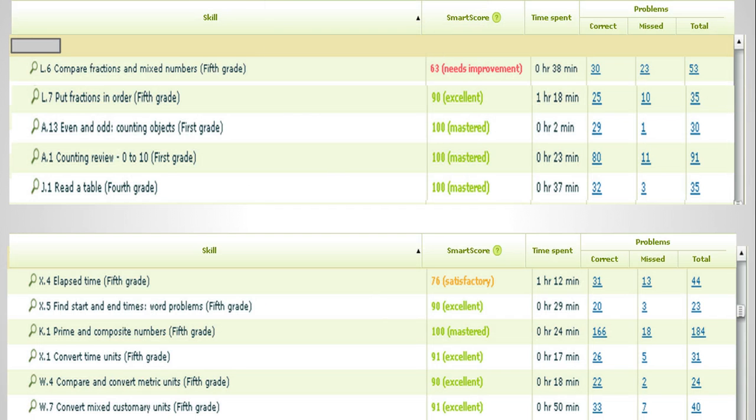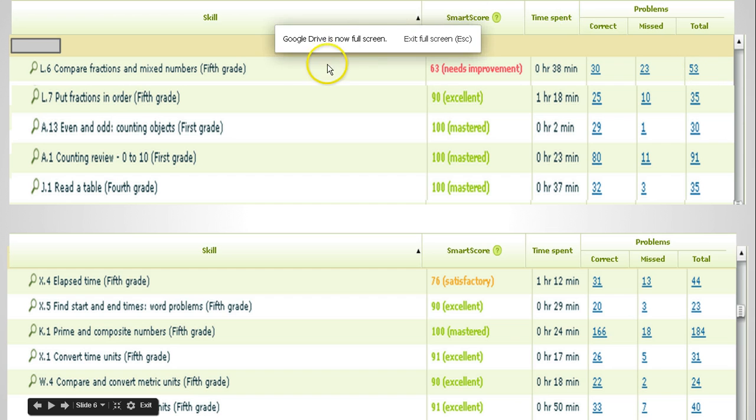So I have a report from two different students. You can see the gray line right here divides the two different students, and on the left-hand side, you can see those are the different skills that the students have worked on. And then there's a section for the SMART score, and that will show you where the students are as far as how many points they have and so on within IXL. Then you can see time spent, 38 minutes, the correct answers, the answers missed, then also the total.